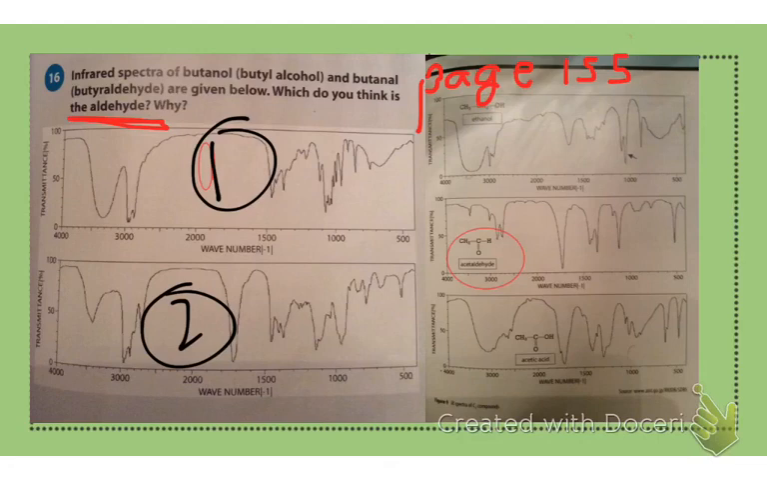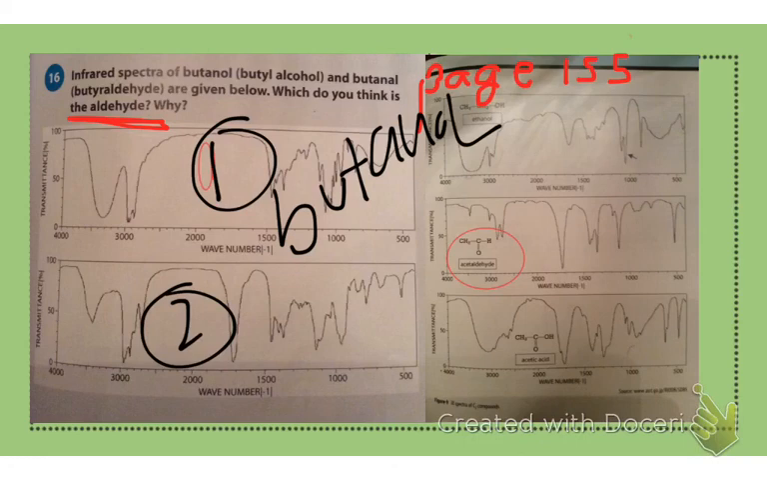And when you find your match, that's your answer. You're just going to say graph 2 or graph 1. Graph 1, just so you guys know, is butanol. And graph 2 is butyl, let's see, butanol. And then the aldehyde. And so you're going to basically tell me which is which.